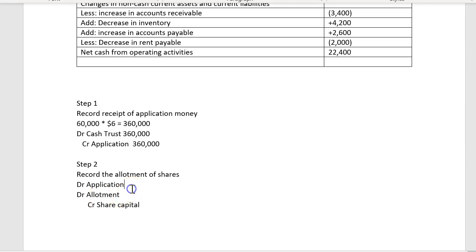How much? This is based on the issued shares. They issued 50,000 shares at $6 on application, and 50,000 shares at $2 on allotment. So you end up with 300,000 and 100,000.